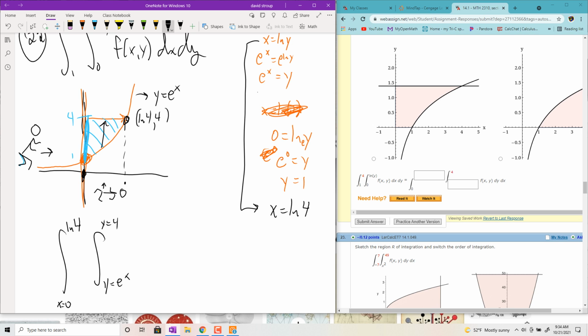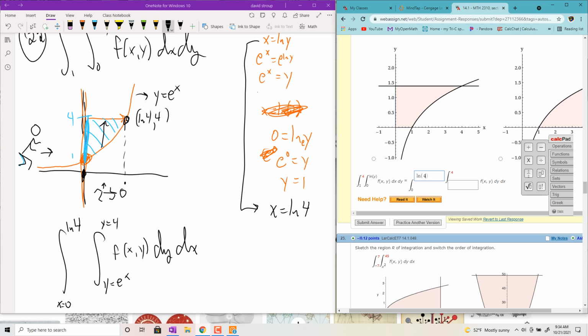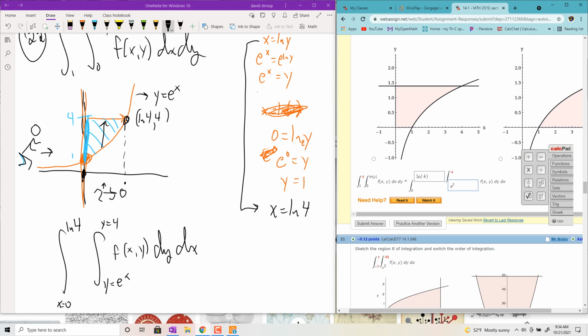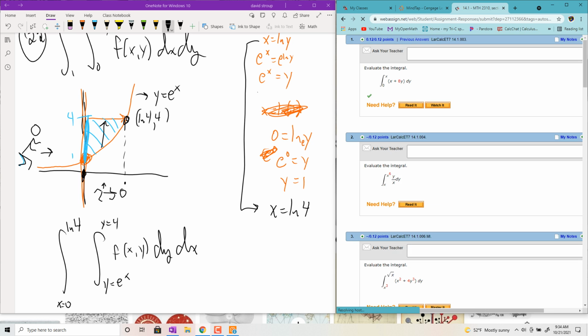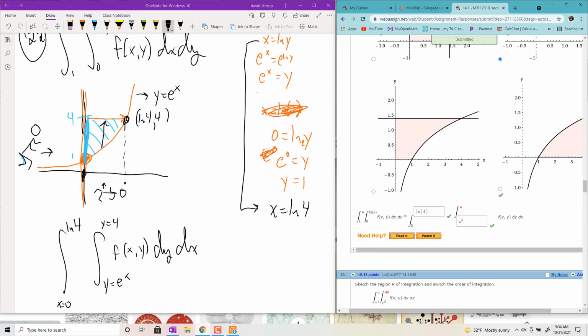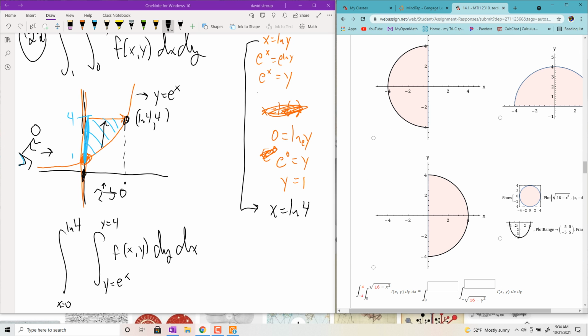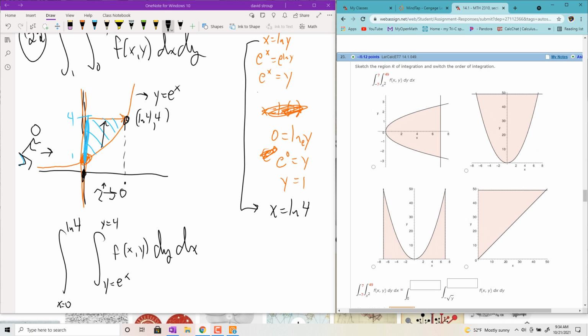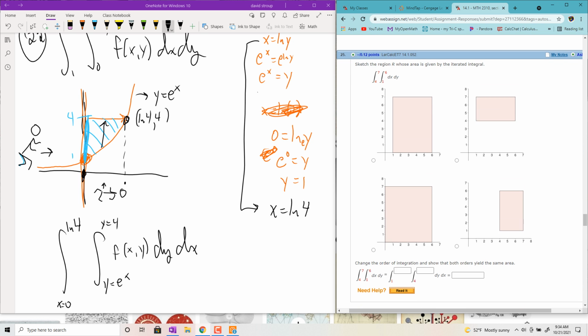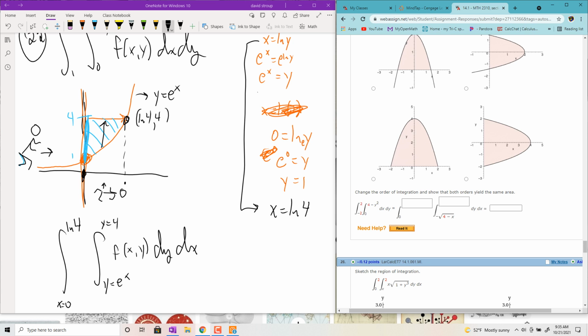And then our integrand is just whatever it is. They're not telling you what it is. So 0 to ln 4, and then y equals e to the x. So curve to curve, point to point. Put that on my gravestone, those are my dying words. That idea should get you through the majority of these problems. Let's do one more. Okay, let's find one that's relatively interesting, maybe.